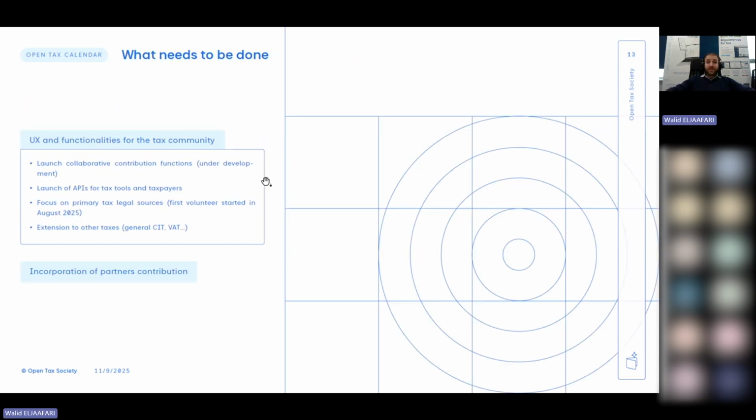In terms of next steps for the open tax calendar, right now we are finalizing the contribution functions so that people can add sources or propose corrections. We are also finalizing the API calls so that external solution providers can get the data from the open tax calendars and automate the calendars automatically.